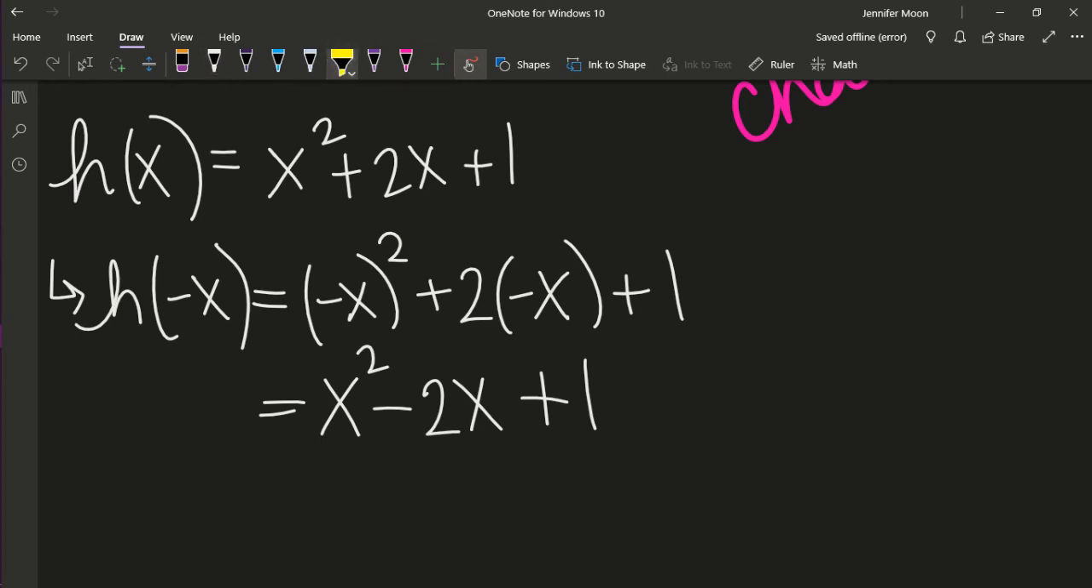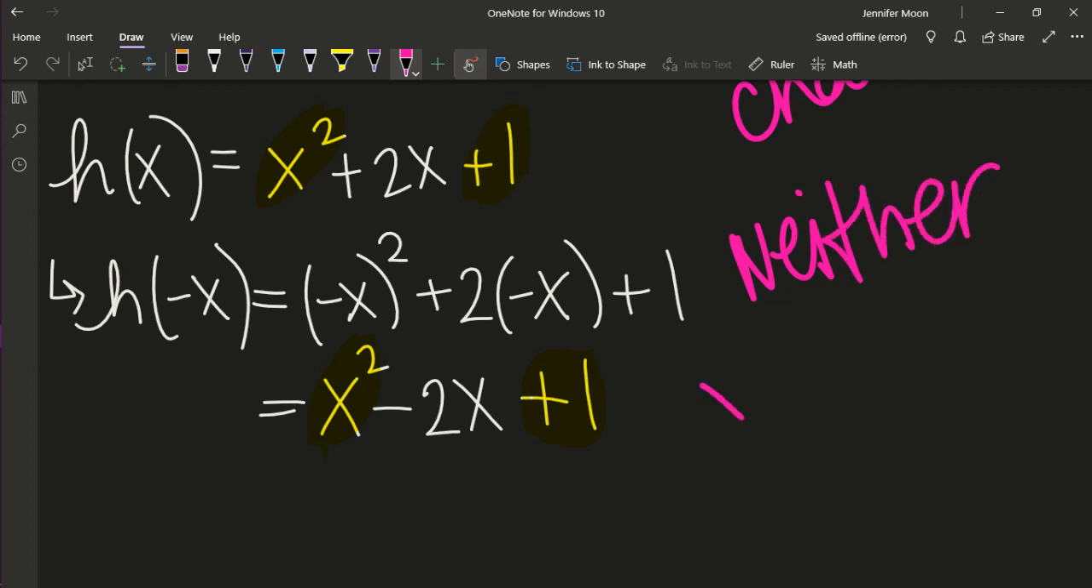Okay, so let's pay attention to our signs. I know that I started with a positive x squared, and I still have a positive x squared. I had a positive 1 and a positive 1. But if I look right here, I had a positive 2x, and now I have a negative 2x, right? So that means that some of the signs changed, and if some of the signs changed, not all or none, then the actual function itself is neither even nor odd. And this is because some signs changed.